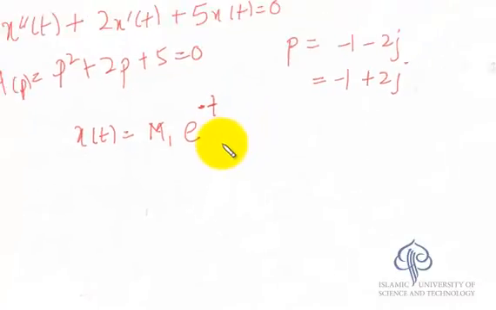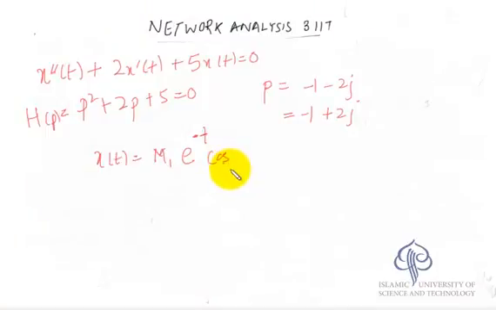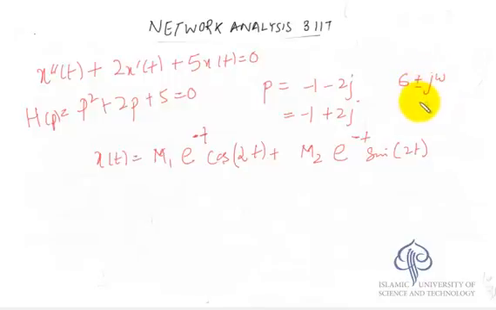Then you have cos 2t, plus m2 e to the power minus t sin 2t, because this is sigma plus minus j omega. So omega is 2 and sigma is minus 1. This is one way of writing it.